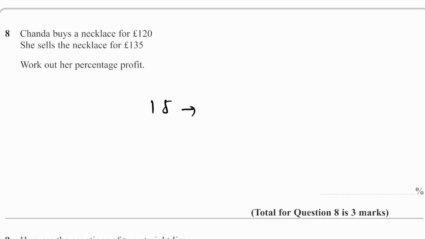So what you do is you do 15 divided by the 120, and that is her profit, and to work it out as a percentage, you want to multiply by 100%. Okay, and if you put that in your calculator, you should get 12.5%. Okay. Next question then.